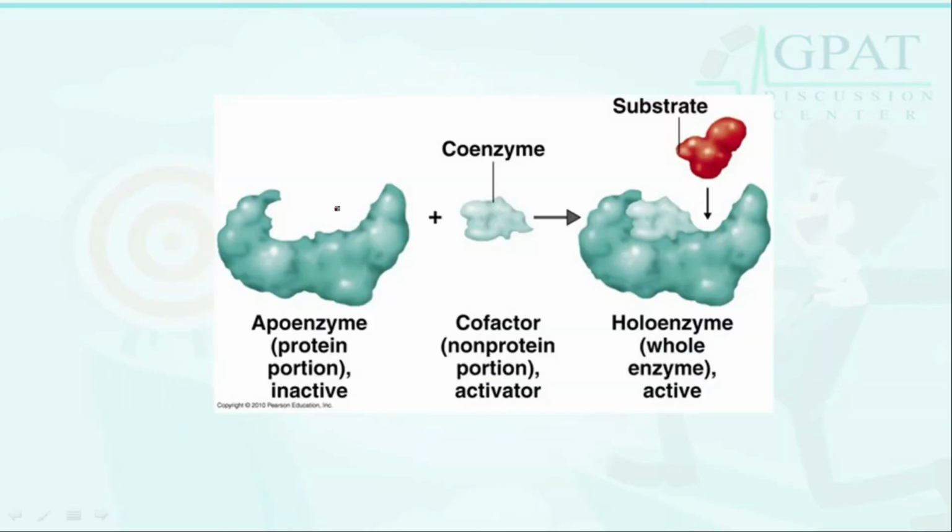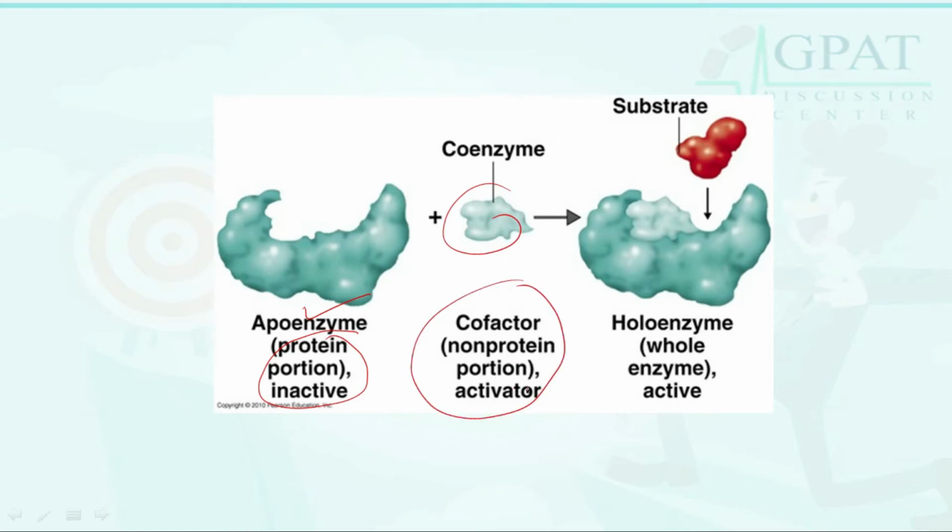Here we have a diagrammatic representation of the apoenzyme, that is the inactive protein portion, and here we have the coenzyme or cofactor, the non-protein activator. So there is a substrate and a holoenzyme. The whole enzyme is the active form. So students, that's all about this question.